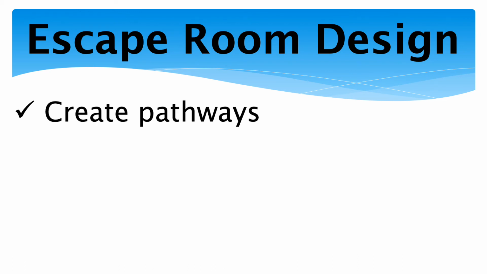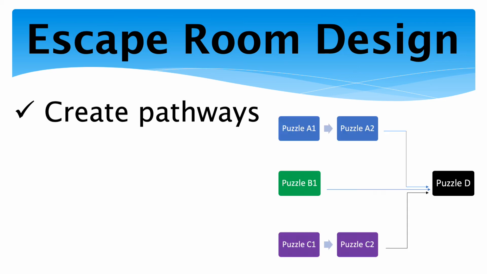Once you've created multiple puzzles and you've chosen the objects that they will unlock, you need to create pathways that participants will follow. Unlike scavenger hunts, most escape rooms have 2 to 3 paths that participants can take simultaneously. There's various examples, but in this example, a couple students can be working on puzzle A, while other students work on puzzle B, and finally other students can work on puzzle C. Eventually, all the puzzles will culminate to solve the final puzzle, puzzle D.